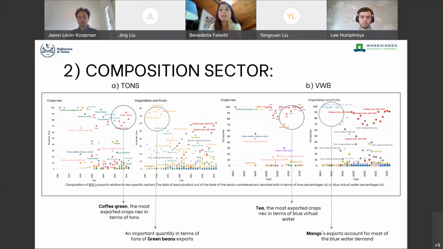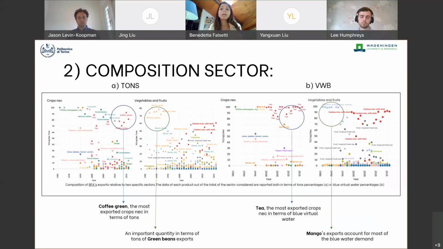We can see that, for instance, in the last 2 years available on the QUASI database, so 2015 and 2016, in terms of tons exported, the most characteristic crop is coffee green, which disappears in the graph showing the composition in terms of virtual blue water. This is due to the fact that the water used for the production of coffee green is all derived from precipitation, so green water, and so not accounted in this analysis.